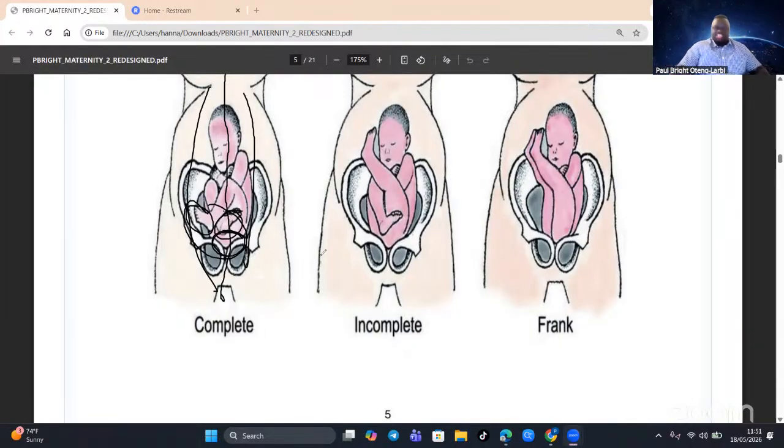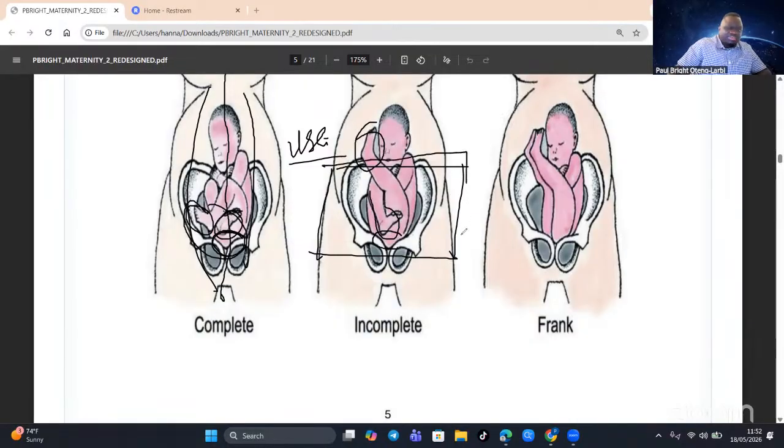Complete breech. Now let's look at incomplete. The buttocks entered, one leg, and one leg outside the pelvis. You do ultrasound, USG, you know all these things. Okay, one leg is hanging outside the pelvic cavity. One leg is inside and the buttock. Yes, baby is horizontal. But the presentation makes it incomplete, breech presentation.